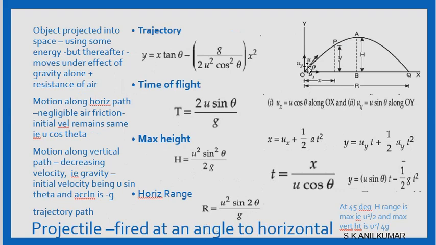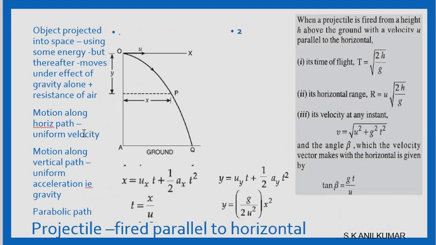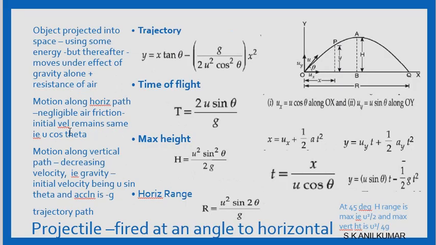It can be fired at an angle to horizontal. It is thrown up. So when it is fired up, the motion along the horizontal path is negligible because of air friction, and the initial velocity remains the same. Here it is uniform velocity. The initial velocity remains the same, that is u cos theta.